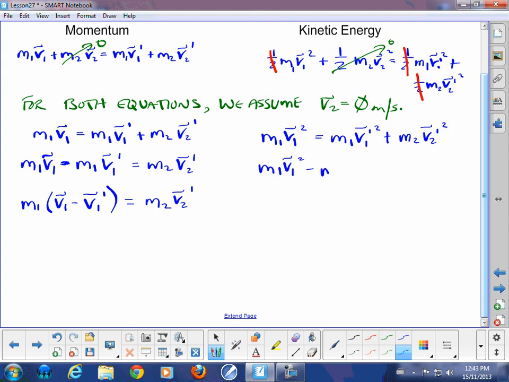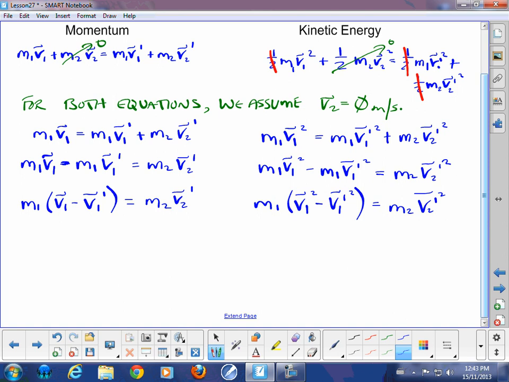Remember, I'm manipulating two formulas, and I want to find a relationship between them and combine them together to make our life easier when we're dealing with elastic collisions. That's the ultimate goal here. I'm going to end up with one equation in the end, and I just want to show you how I get from point A to point B. Again, take out the first mass, you get v1 squared minus v1 prime squared equals m2 v2 prime squared. So there we are, I've simplified the formulas into a form that I want.